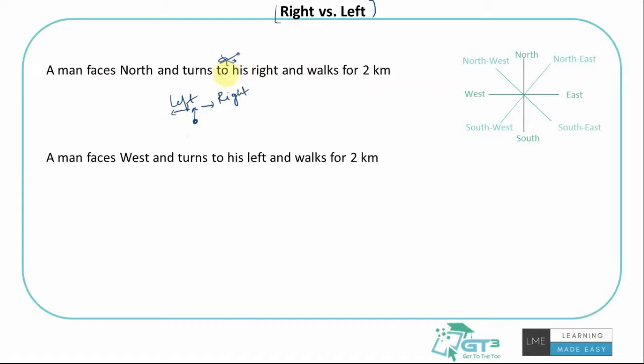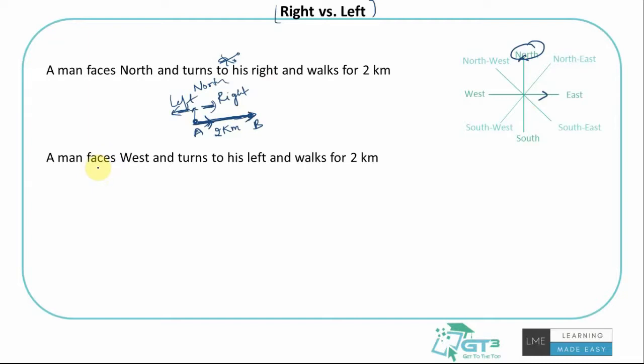It should be more precise, like turns 90 degrees to his right or something. Generally, even if you don't mention it, I would take it as basically turning in this direction. So he turns to his right and walks for 2 kilometers. He started at A, he was facing north. To the right of him is this and to the left is this. The person turned to his right, so that means he is now facing east, and then he walked for 2 kilometers, so he would have reached point B and he is still facing the east direction.